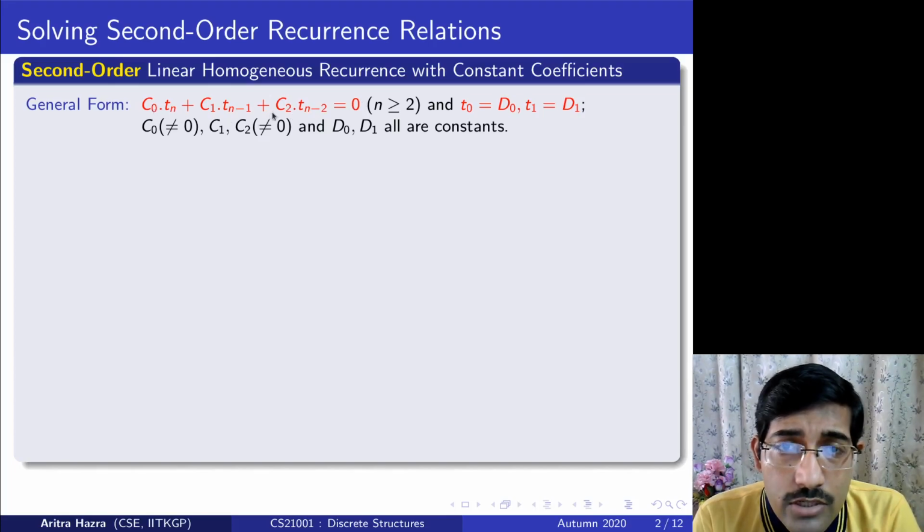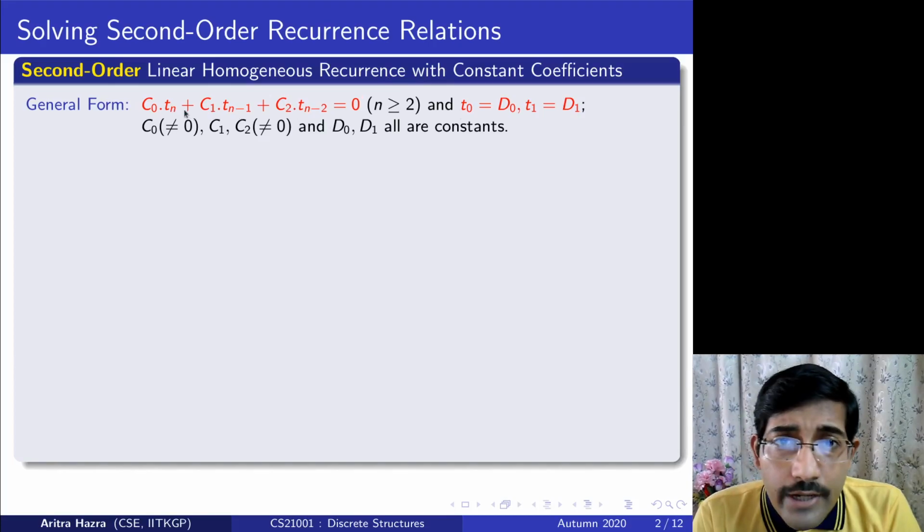Now C0 and C2 can never be equal to 0. Because if C2 equals 0, then the nth term is only dependent on the previous term, which makes it first order. If C0 is 0, then again the (n-1)th term is dependent on the (n-2)th term, and the nth term is not present, so again it becomes first order. So these two have to be non-zero to make the generic form second order.